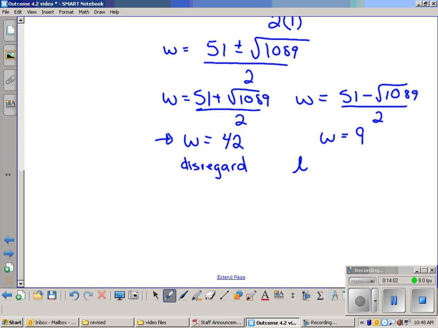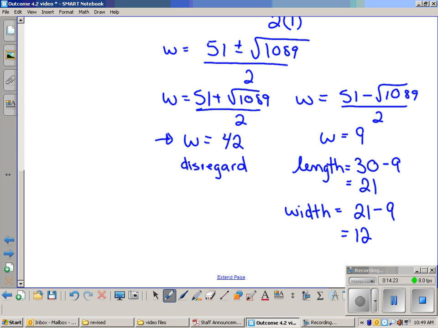So my length started at 30, and then 9 centimeters was reduced. So 30 take away 9 is 21. My width of my picture started at 21, we subtracted 9, leaving me with a new width of 12 centimeters.